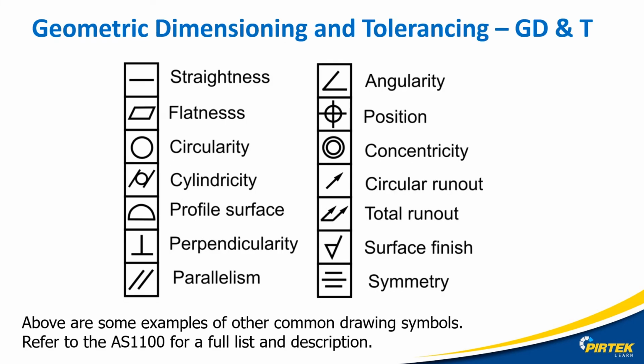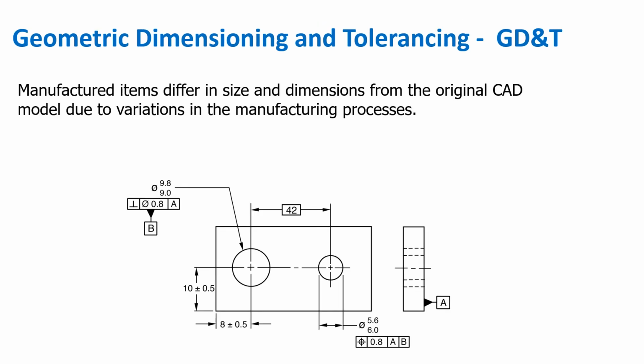Geometric dimensioning and tolerancing, GD&T. There are other types of information that we need to provide the maker, things like straightness, flatness, position accuracy, concentricity, surface finish, symmetry. Again, these are some of the symbols that you'll come across or use when you're creating an engineering drawing.